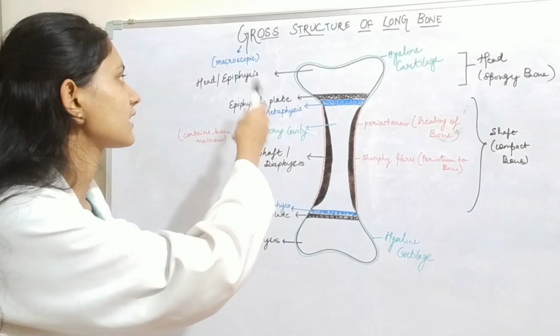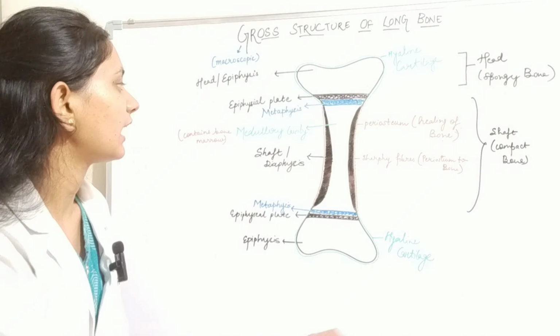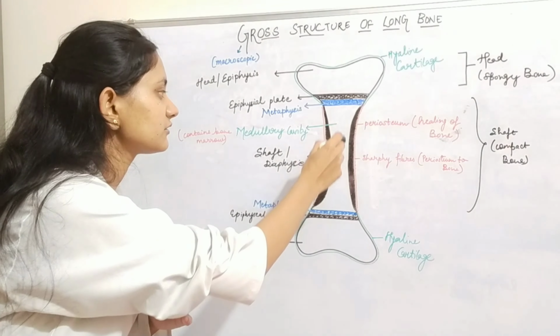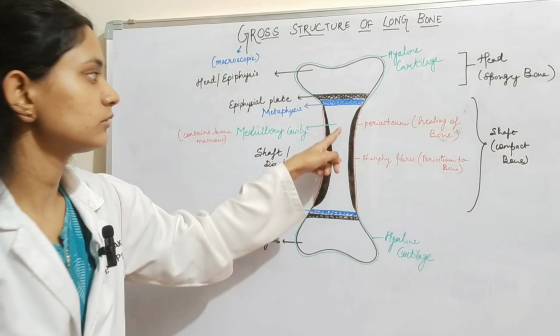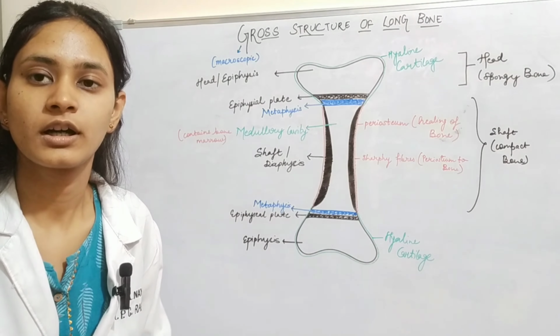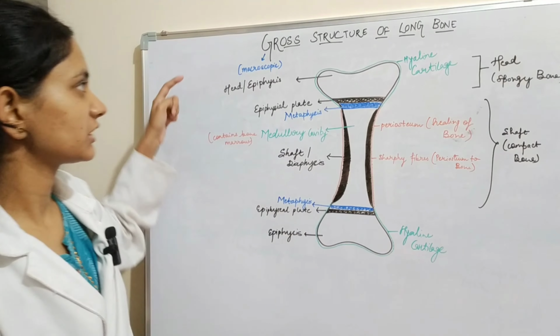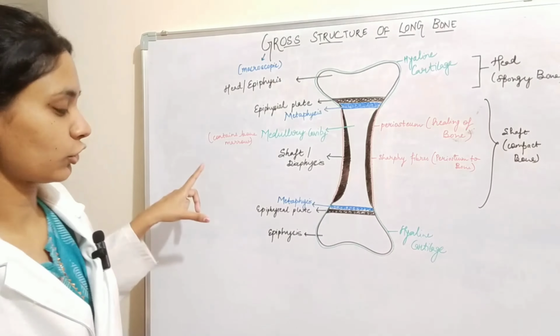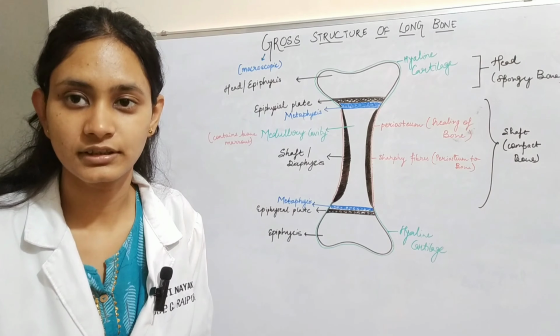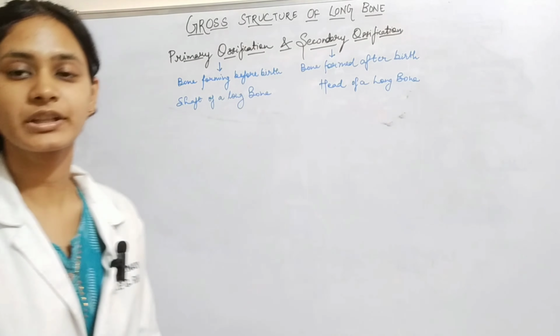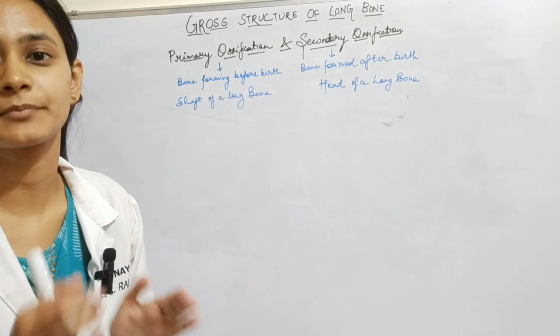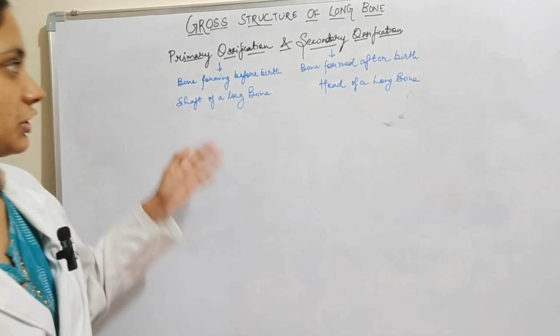Hyaline cartilage covers our epiphysis region, and here in the center we have the medullary cavity. It has bone marrow, that is our yellow bone marrow and red bone marrow present. So here we have completed the gross structure of long bone, and now we will learn about ossification. So here we will learn about the two terms, that is primary ossification and secondary ossification.